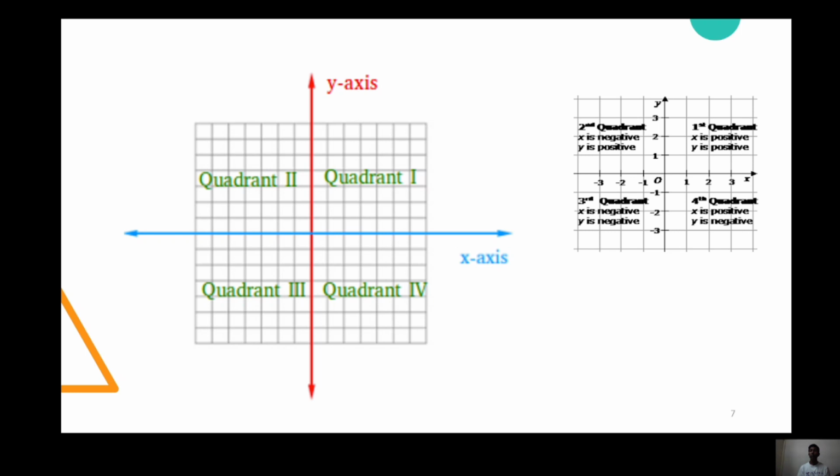In the first quadrant, it is positive x-axis and positive y-axis. In the second quadrant, it is negative x-axis and positive y-axis. In the third quadrant, it is negative x-axis and negative y-axis. In the fourth quadrant, it is positive x-axis and negative y-axis.